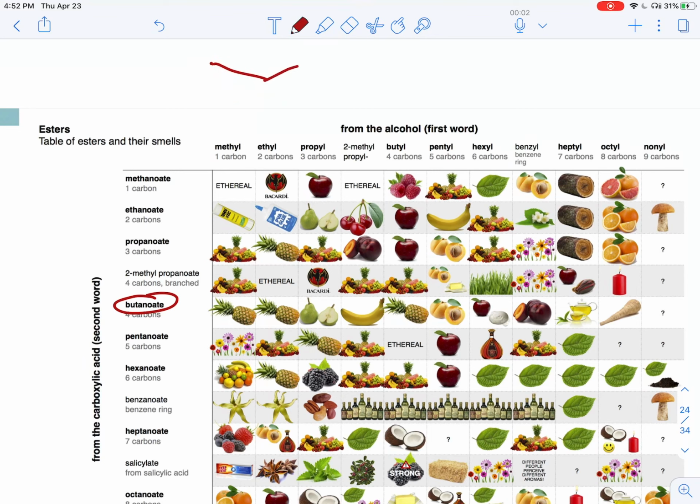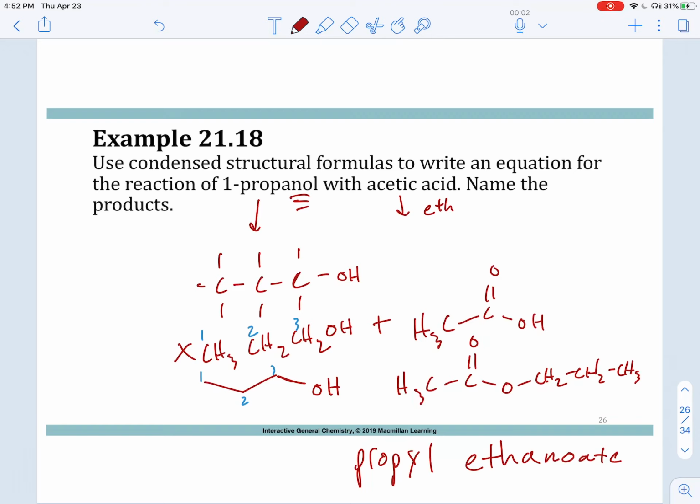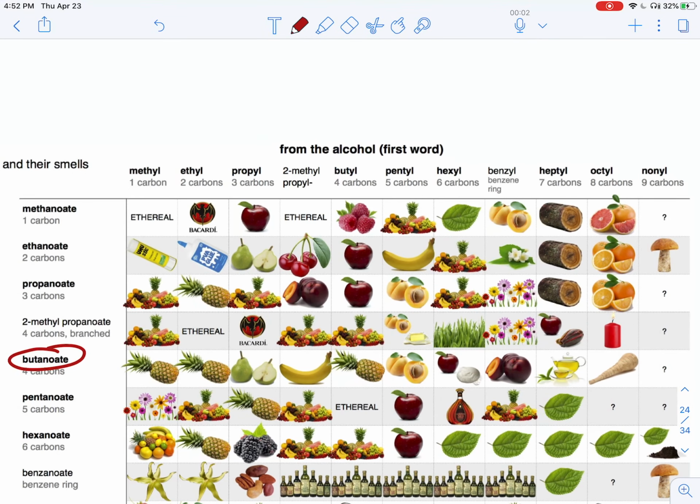1, 2, 3. There's our propyl group, right? I'm drawing, oh, I'm sorry. Yeah, propyl. I got this wrong, I believe. Sorry, the ethanoate is here, and the propyl is over here. So let me redraw this. Bear with me here. That's why that confused me.